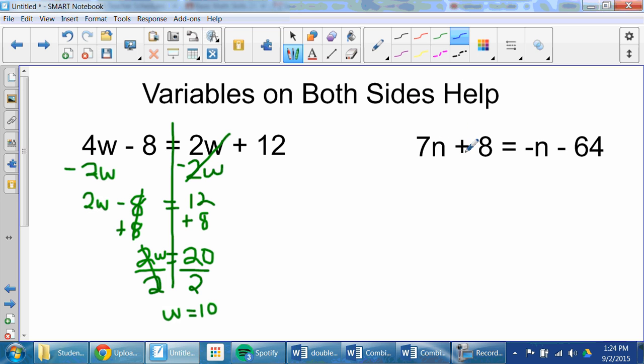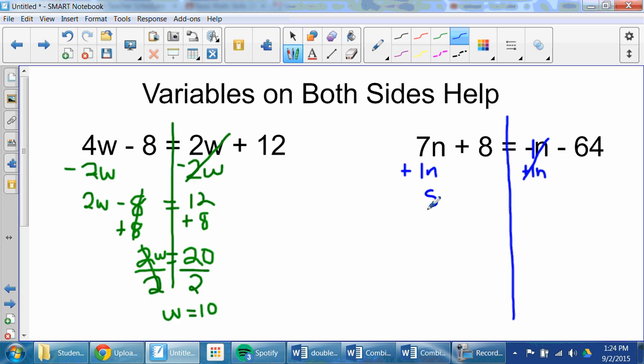We had another one over here on the right. It says 7n plus 8 equals negative n minus 64. Remember, variables on both sides of that equal sign. I want to get the variable that's on the right side of the equal sign and bring it to the left. So this negative n is actually a negative 1n. So I'm going to add 1n to both sides. Add 1n there. Add 1n here.